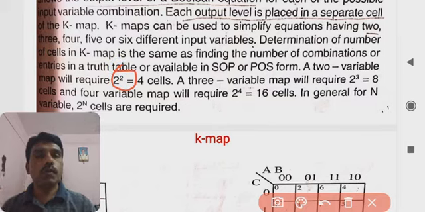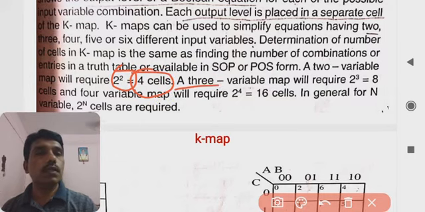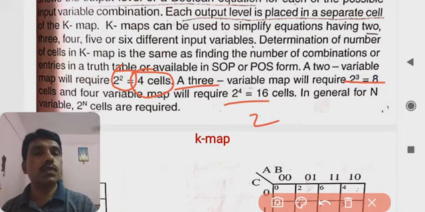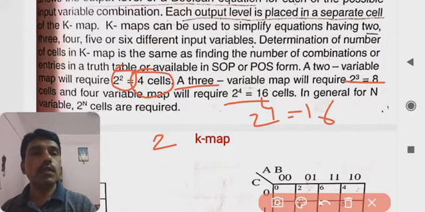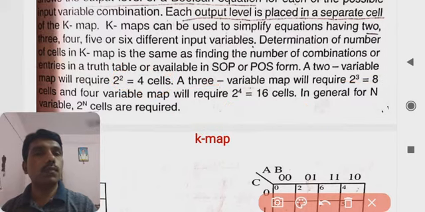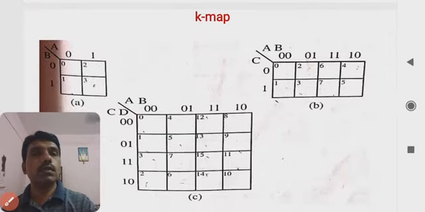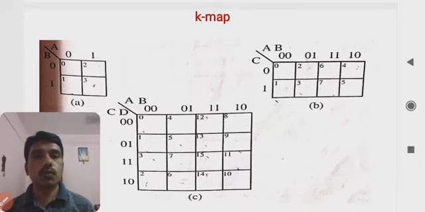For 2 variables, no doubt 4 cells will be there. For 3 variables there will be 8 cells, and for 4 variables, that is 2 raised to 4, that is 16 cells will be used. No doubt, according to the number of variables n, 2 raised to n cells will be used. So wherever any expression is given, we can understand whether it is in the POS or the SOP form.